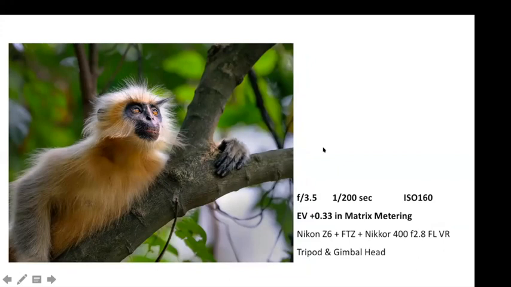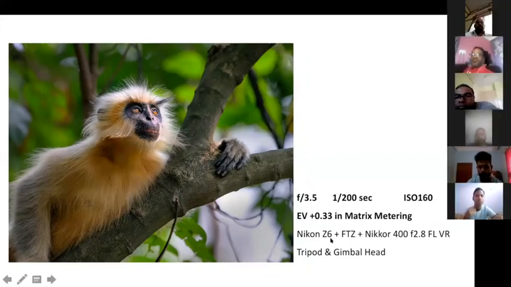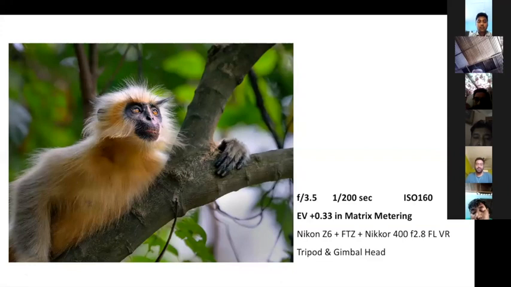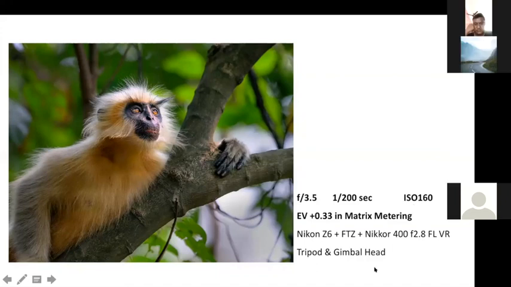Here, this is an image of a golden langur. I was shooting with the Z6 and 400 2.8. Probably some of you have seen my video that I posted on Facebook a few days back, of more or less the same frame. That video was also shot with the Nikon Z6 and 400 2.8. Now this was the frame I got with the 400 2.8.